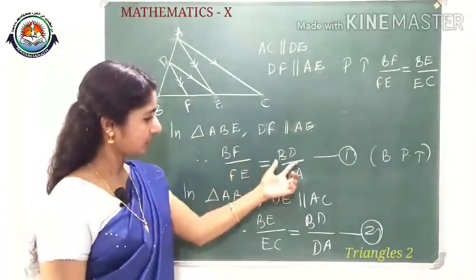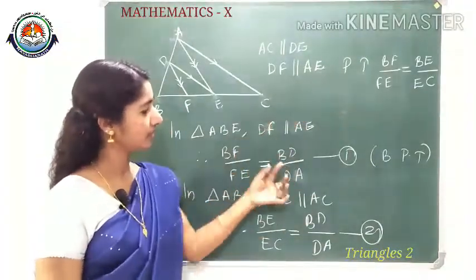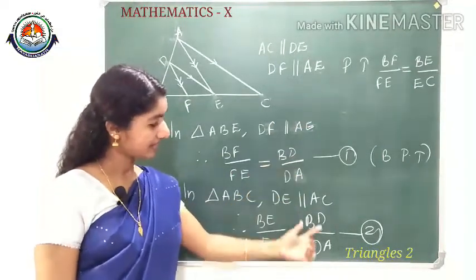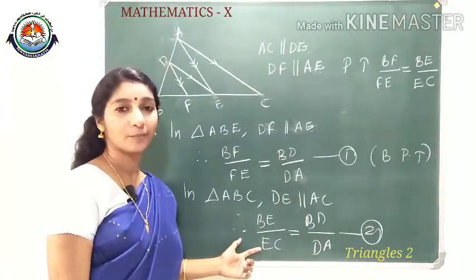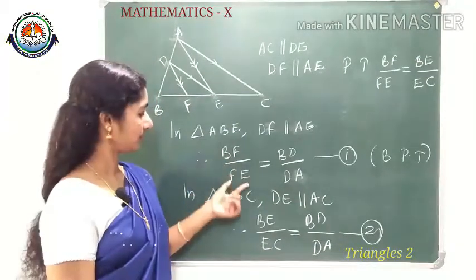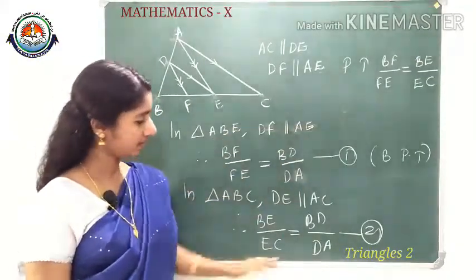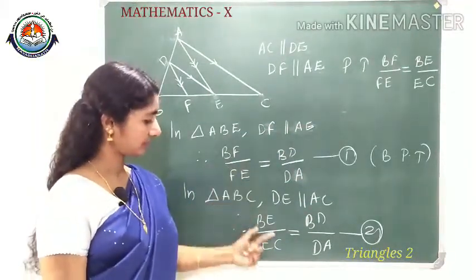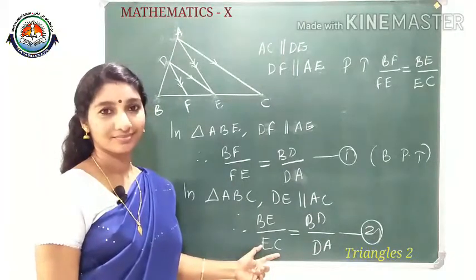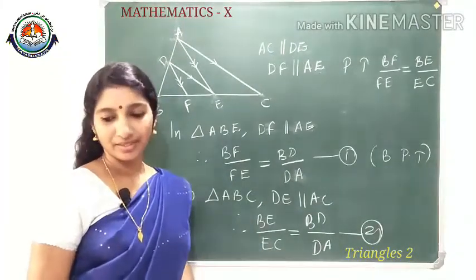Then from these two we got the proof. From 1 and 2, their right sides are equal, so of course their left sides also must be equal. Clear? So BF by FE equal to BE by EC. You need to write one more step. Therefore, from 1 and 2, we are getting BF by FE is equal to BE by EC. Got it? Okay. The next question.